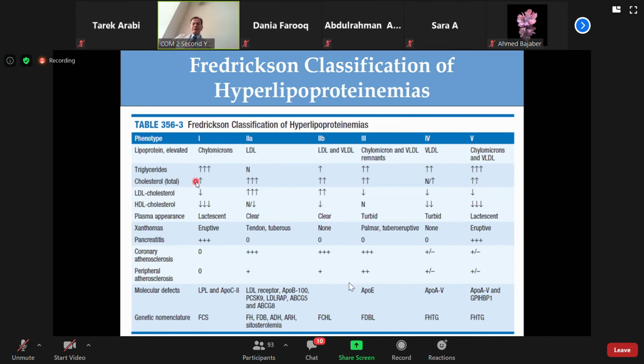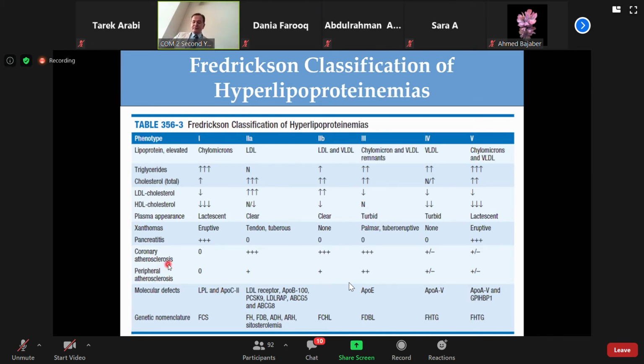So why do we need to know that? Because these people with phenotype 1 and 5 have a higher chance of developing what? Acute pancreatitis. And this is the 3rd common cause of acute pancreatitis, which is hypertriglyceridemia.